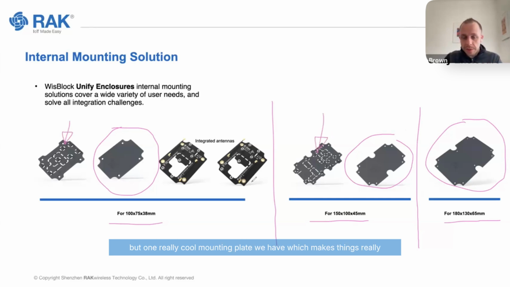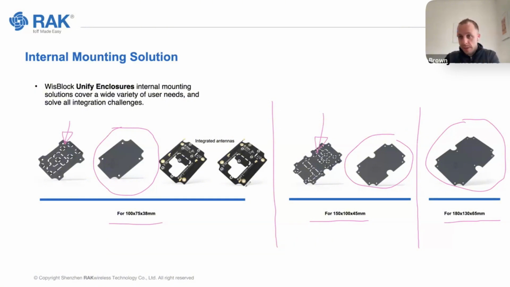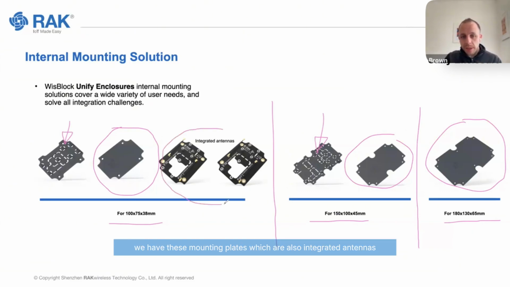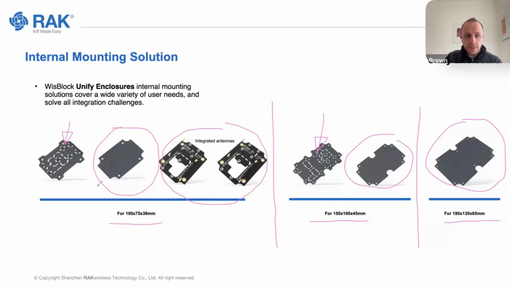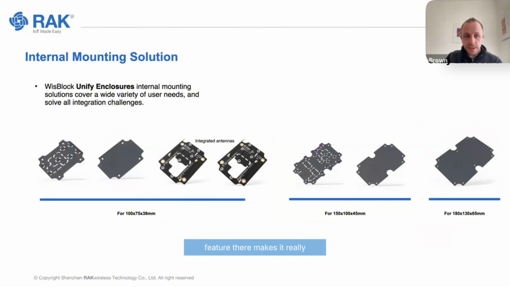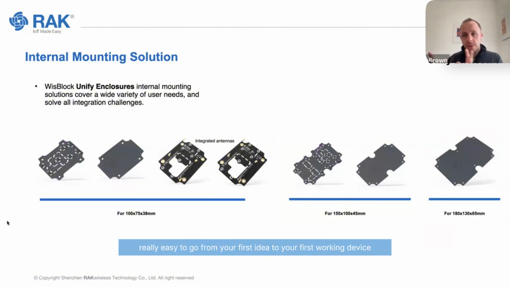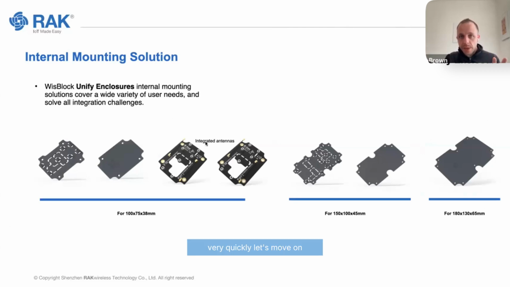But one really cool mounting plate we have, which makes things really easy, is where a customer has an IoT node in a wireless device. We have these mounting plates, which also have integrated antennas. So these have a LoRa antenna and a BLE antenna combined. That's a really cool feature there. It makes it really easy to go from your first idea to your first working device very quickly.